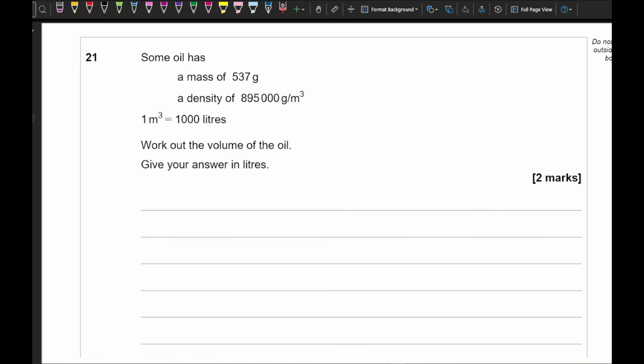1 cubic meter equals 1,000 litres. Work out the volume of the oil, give your answer in litres. So looking at the formula for density, density is equal to mass over volume. Now when working with this, you need to make sure that your mass units are the same and your volume units are the same. So I'm not going to convert anything just yet.